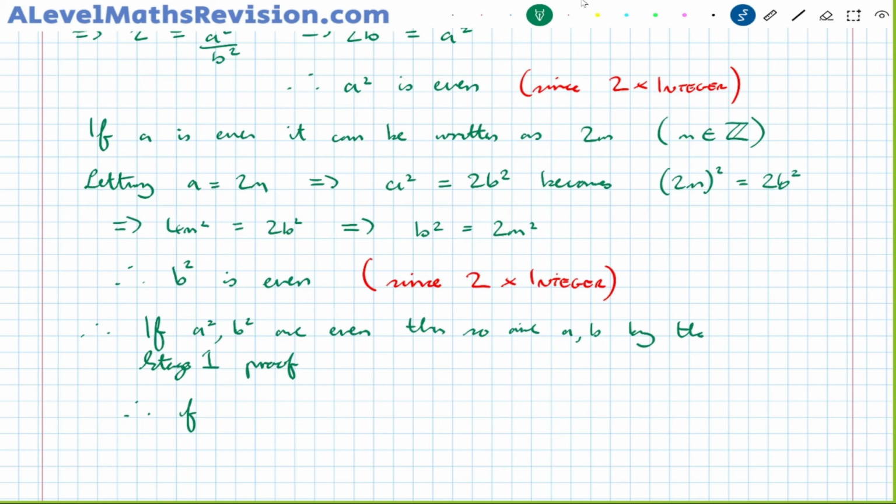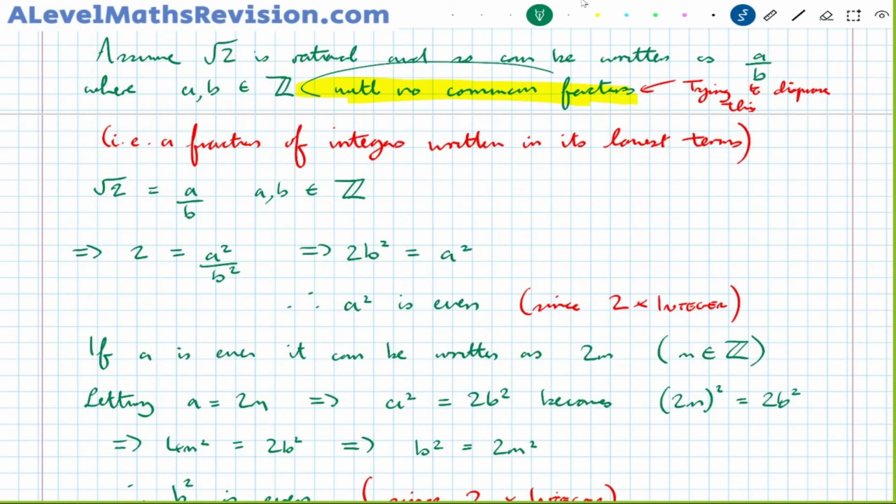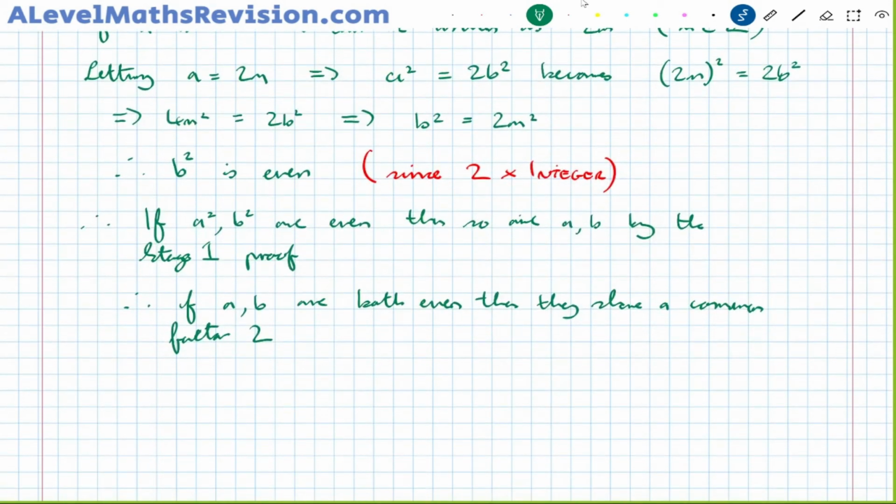Therefore, if a and b are both even, and this is where we've just disproved the bit I highlighted before, then they share a common factor 2. We assumed they didn't have any common factors. If a and b are both even, then they share a common factor 2.